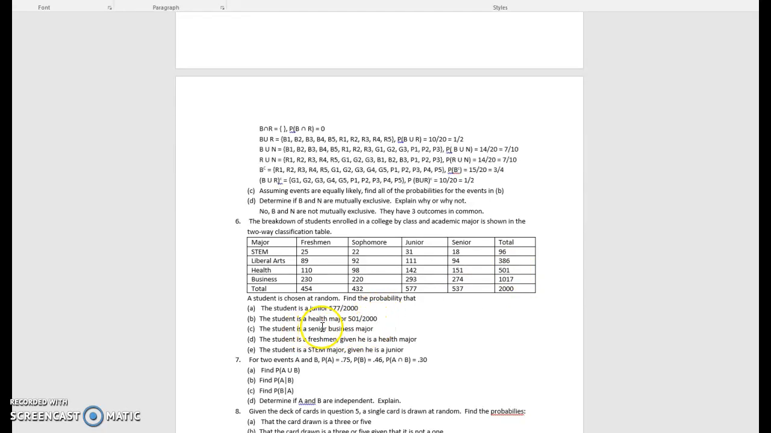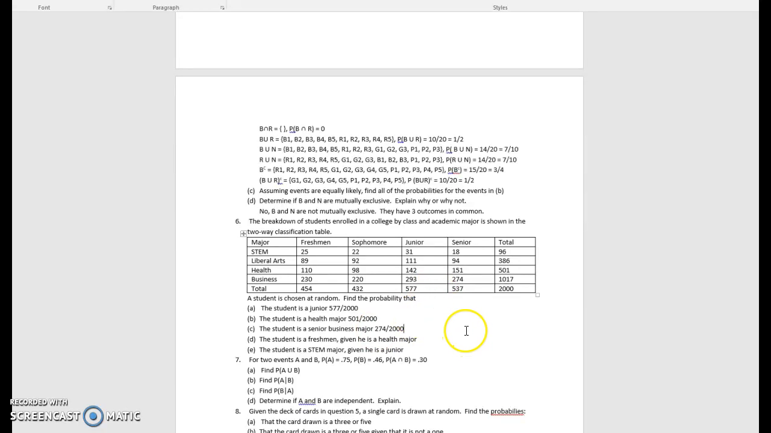The student is a senior business major. All right, so our business majors are right here in this row, but we want the business majors that are seniors. Well, here's the senior column, and the business majors, there's 274 senior business majors. So 274 out of 2,000.